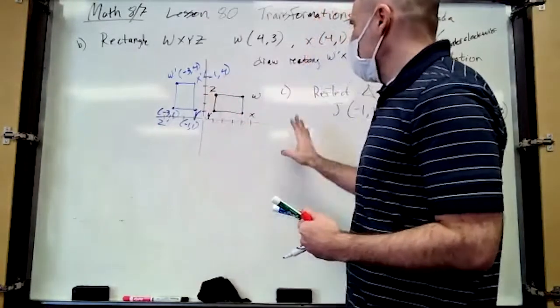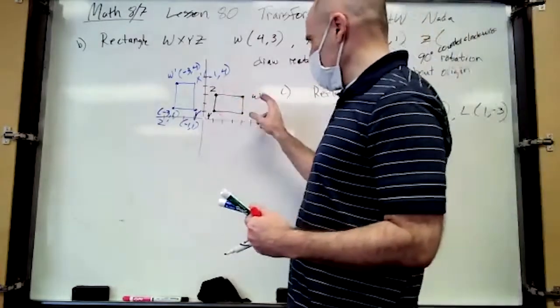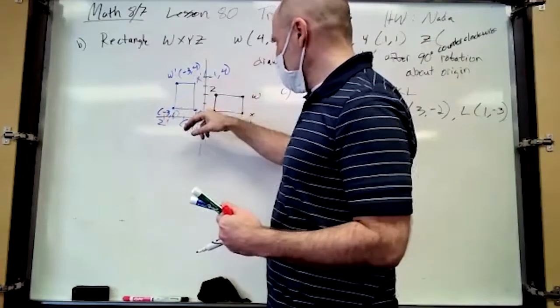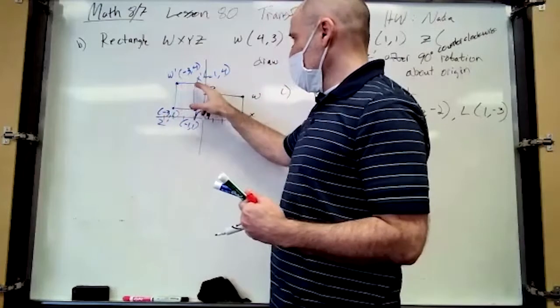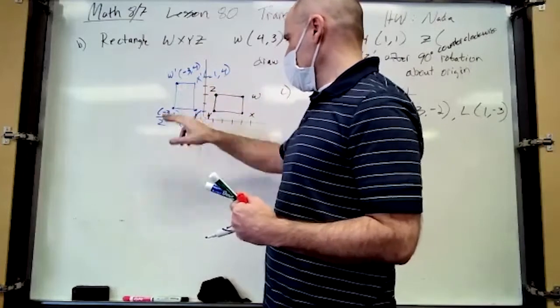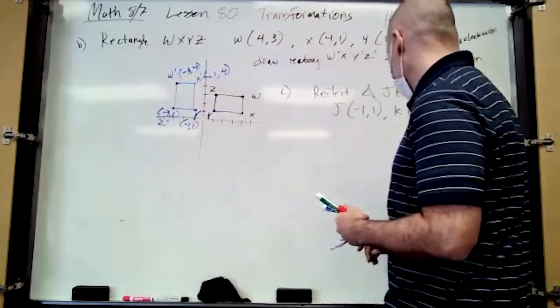Okay. So this first example, we did a rotation 90 degrees of this rectangle WXYZ. So here's our new W, W prime. That's what we call our new W. X prime, Y prime, and Z prime. We rotated it 90 degrees over the origin there.